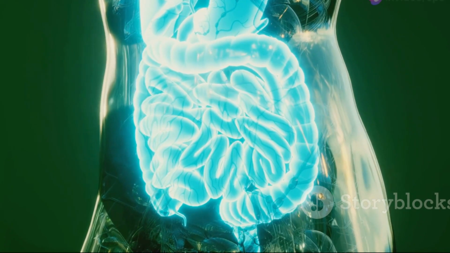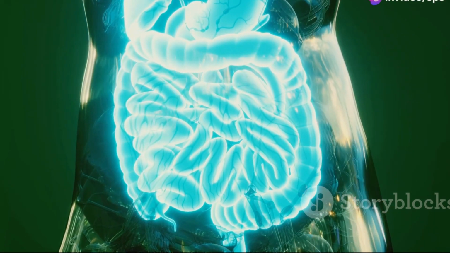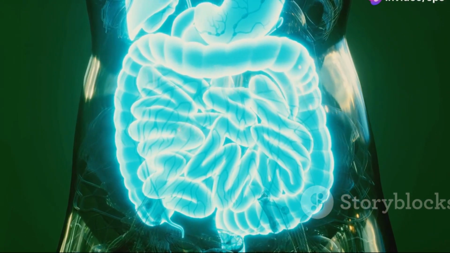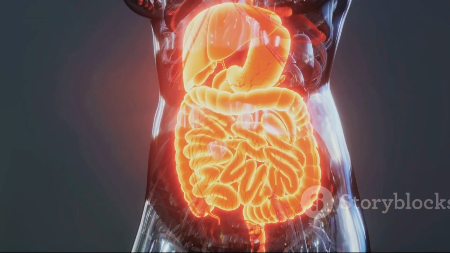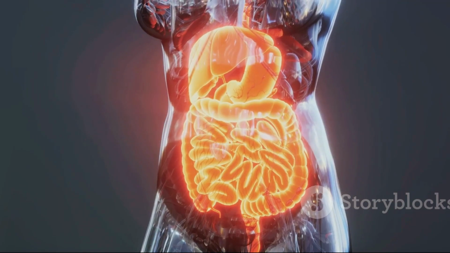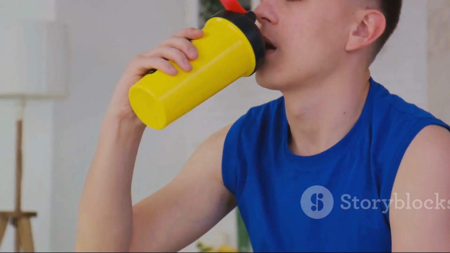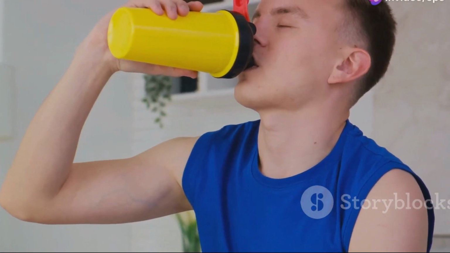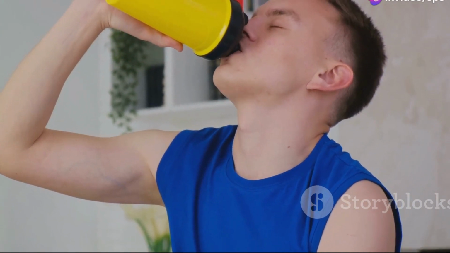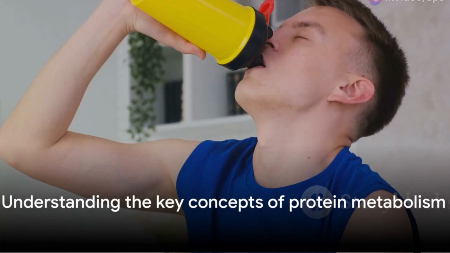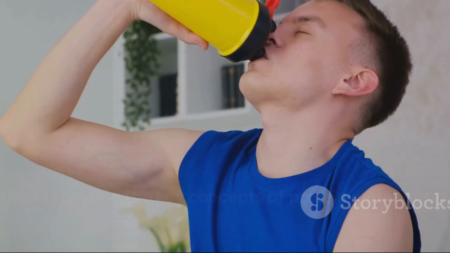We'll also explore protein turnover, a continuous process balancing synthesis and degradation to maintain protein homeostasis. From there, we'll delve into protein digestion, starting in the stomach and finishing in the small intestine. Lastly, we'll touch upon protein utilization and nitrogen balance, which help us understand how our body uses proteins and maintains balance. Now that we know what protein metabolism is, let's delve into its key concepts.